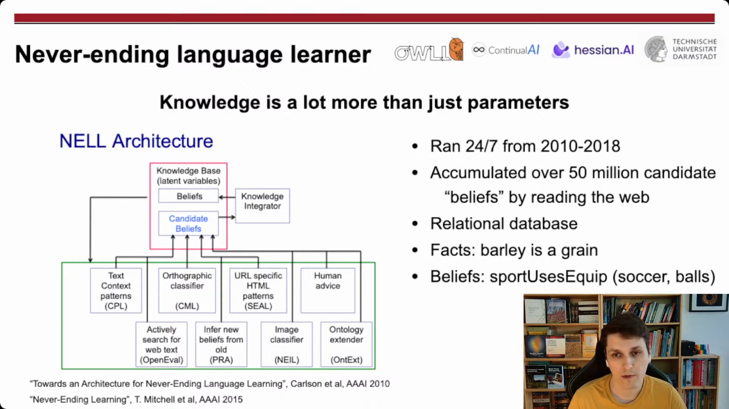For now, let's just go with the idea that NELL has something called a knowledge base, and in that knowledge base there are beliefs. NELL ran 24/7 for around 8 years, and over this time it accumulated 50 million such beliefs by reading the web. These beliefs are stored in a so-called relational database, where a belief is something like sport uses equipment and then the pair soccer and balls, or just stored facts like barley is a grain. So in that sense, it's not the same thing as parameters in some machine learning model, but really facts and relationships, which is also one form of knowledge.